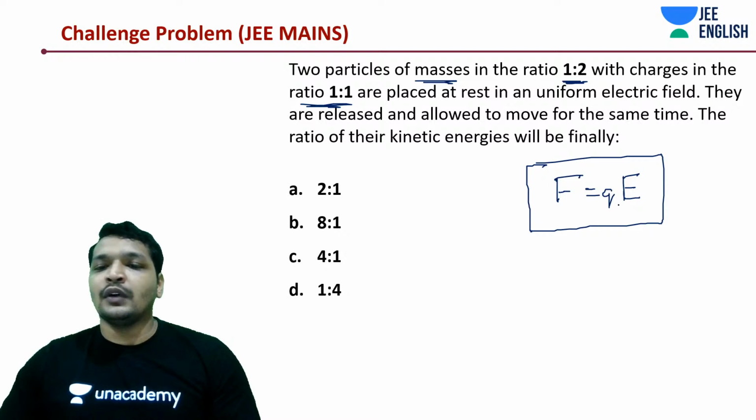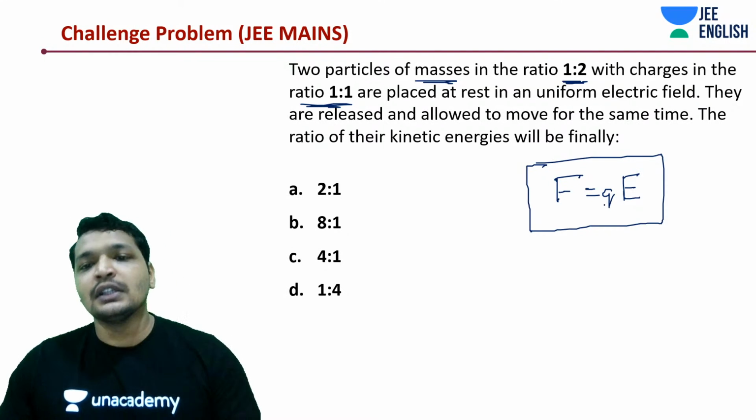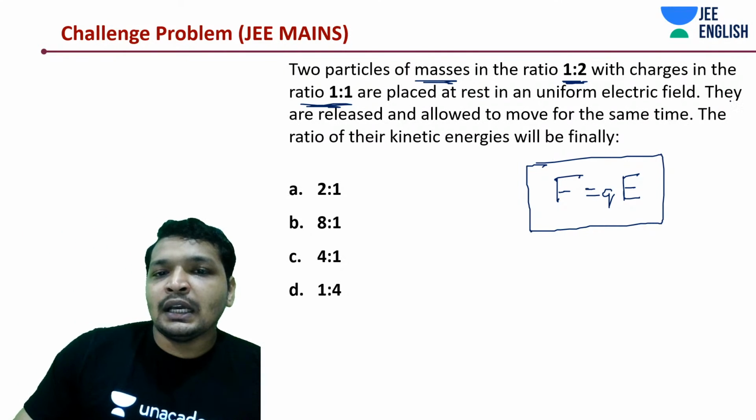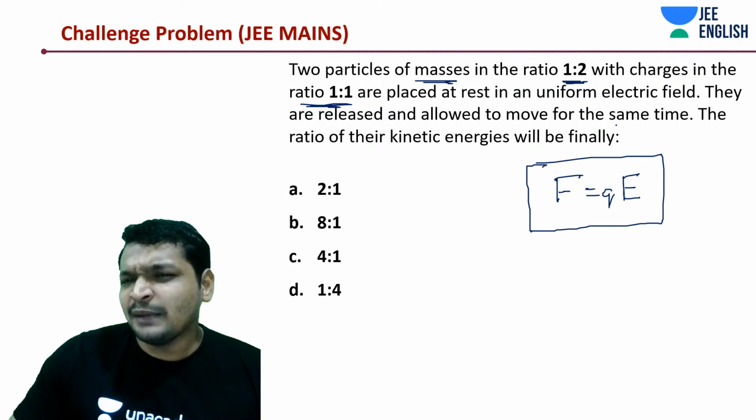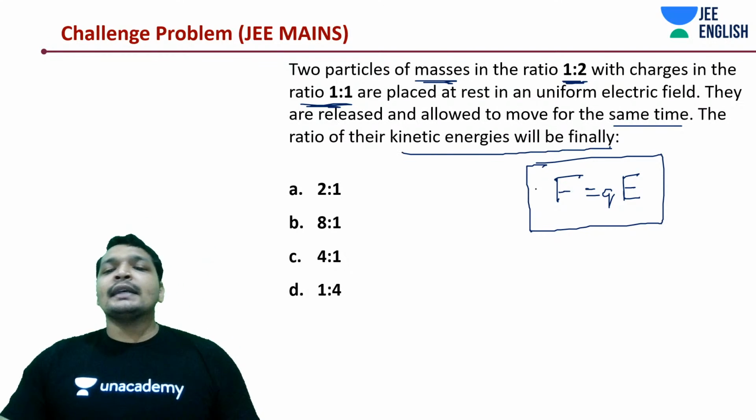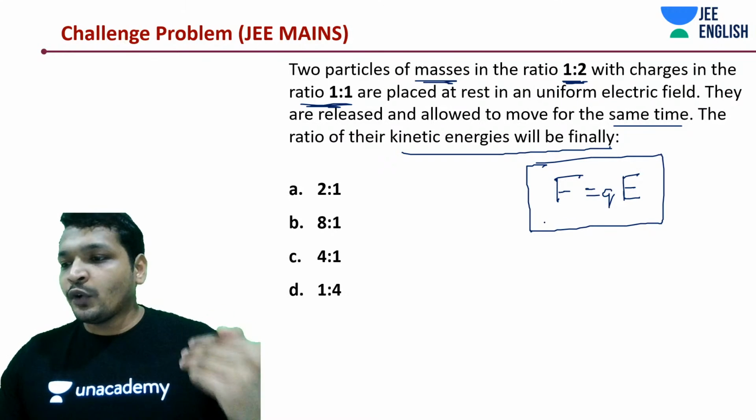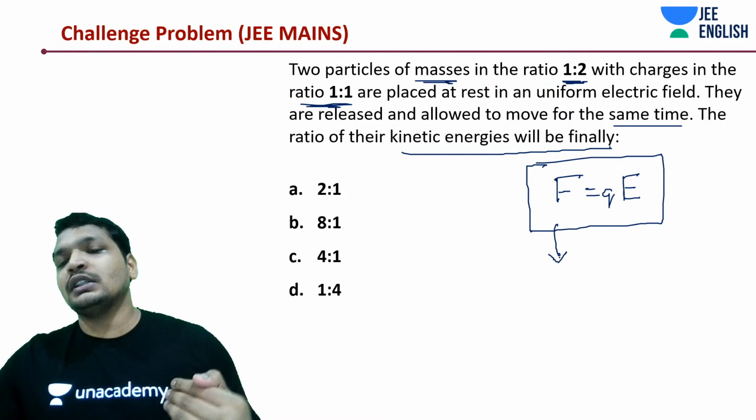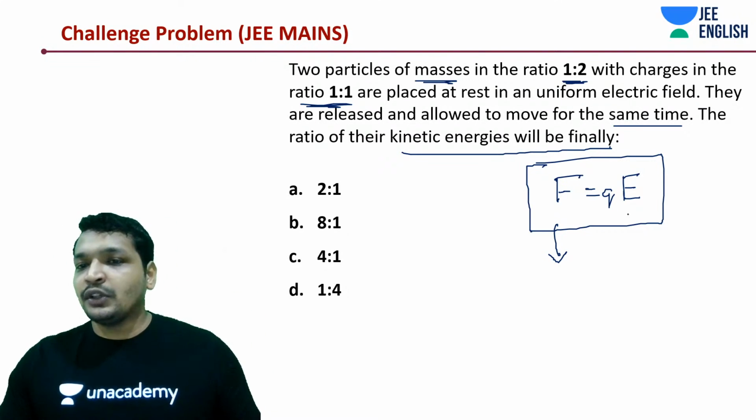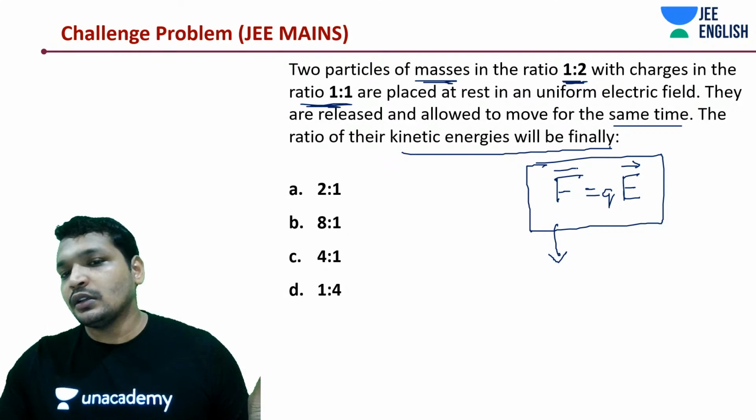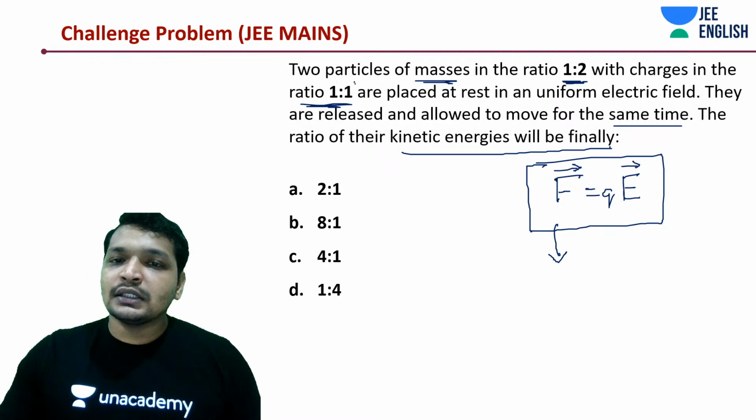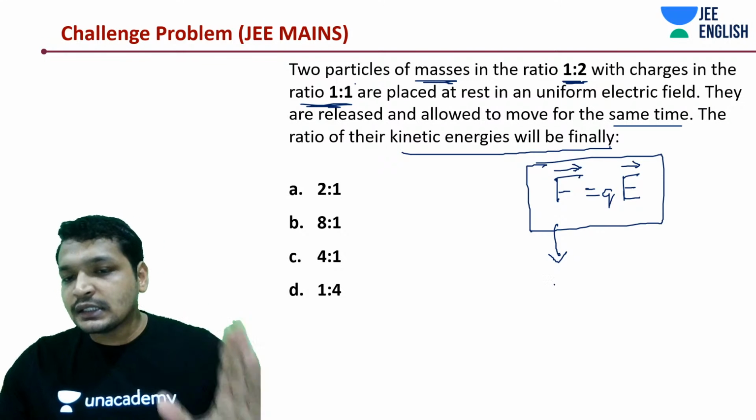Negative charge will move opposite to the lines of the electric field. Positive charge will move along the lines of the electric field. All right. Now the thing is, they are released and allowed to move for the same time. The ratio of the kinetic energy finally will be? So guys, does this F is equal to QE, if you have noticed this part, involve anything other than charge and the uniform electric field that is going to influence it? No, right? So both the particles, even though they have different masses, will experience the same force.